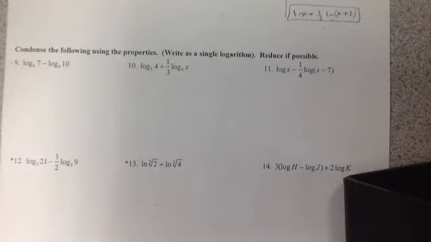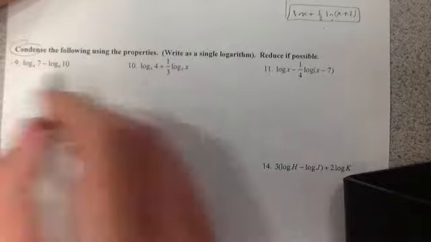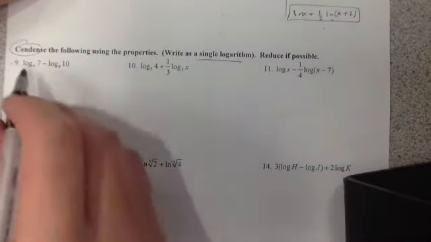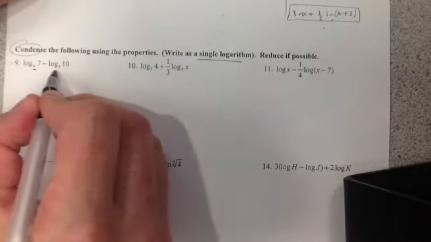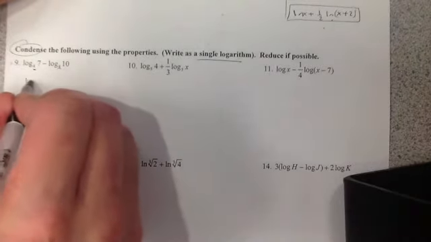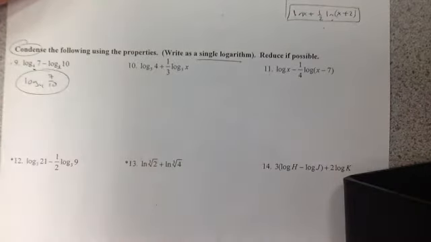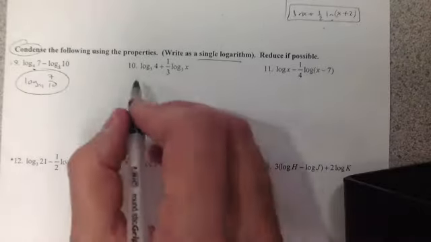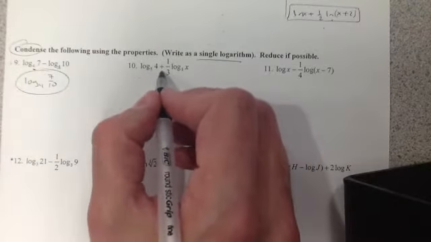For part 2, we're going to condense. So we're going to do the opposite, because condense means makes it smaller as a single log. Now, if I take a look here, just make sure you have the same base, which we do here. So since I'm subtracting, I could write this as log base 4 of 7 over 10. Very easy to do.